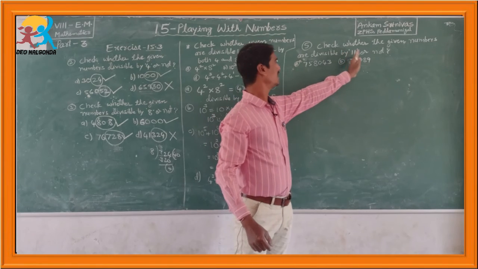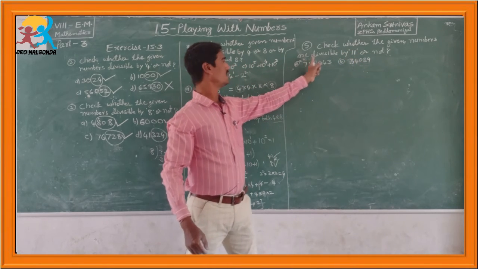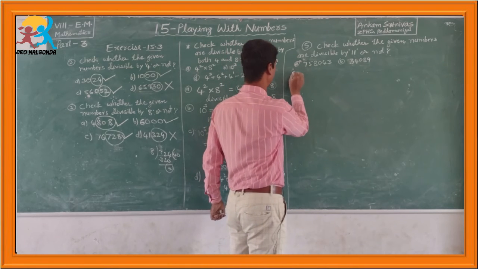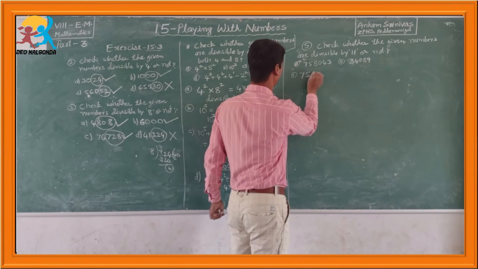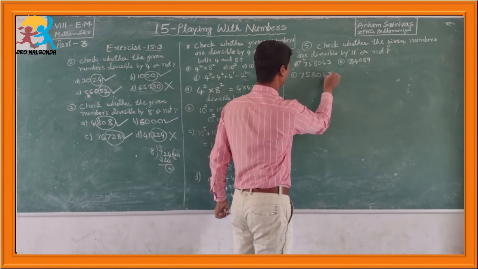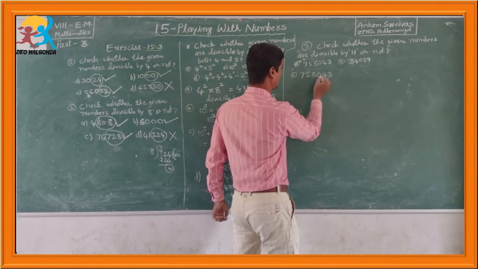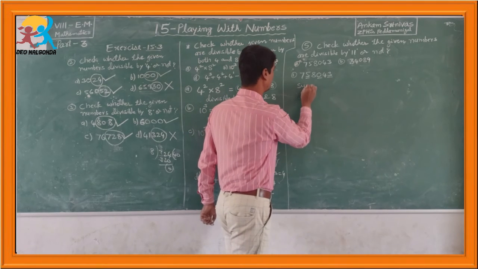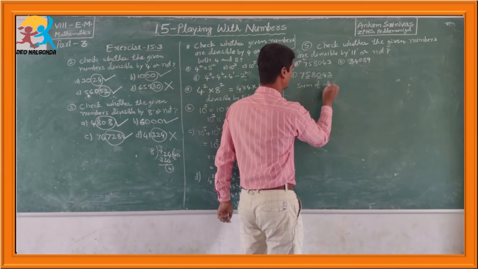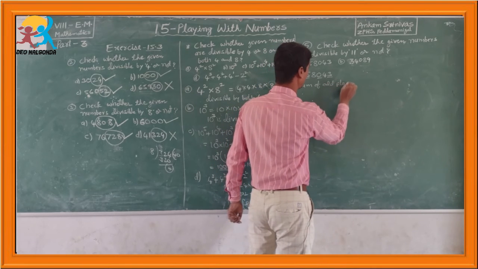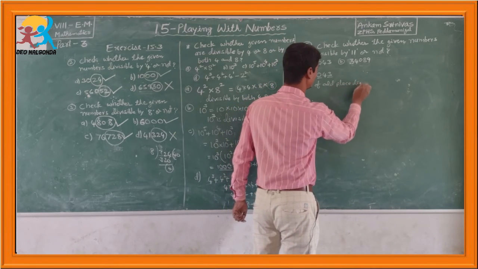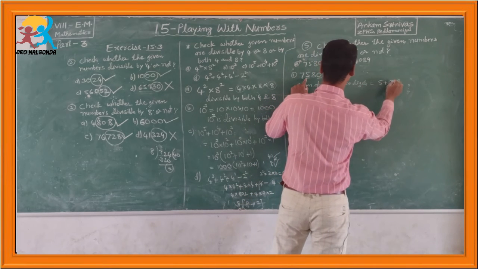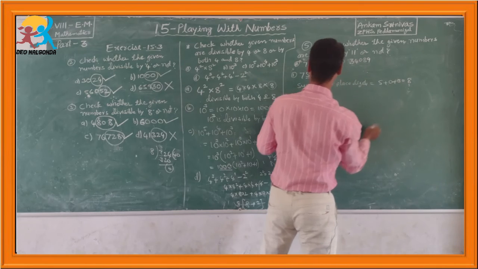Take another question. Check whether the given numbers are divisible by 11 or not. First you take the first number, 758043. Now odd place values. Sum of odd place digits. Sum of odd place digits equal to, we will get 5 plus 0 plus 3 equal to 8.